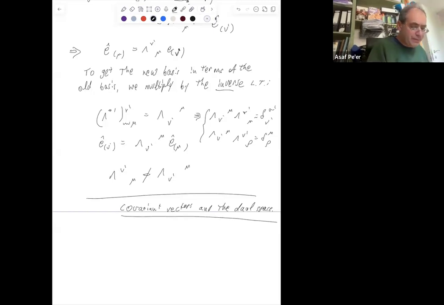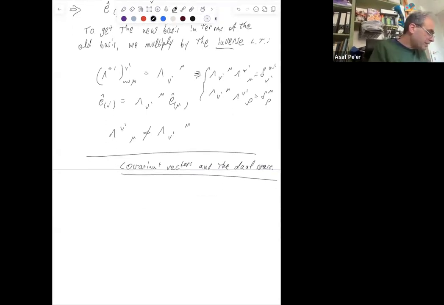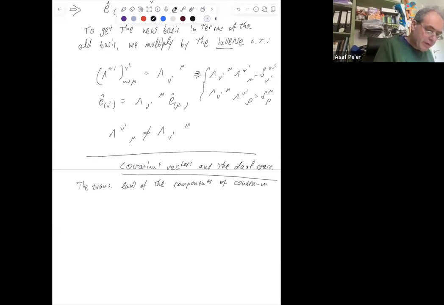But we can generalize that. So maybe I should write it down. The transformation law of the components of contravariant vectors is opposite to that of the set of basis vectors.